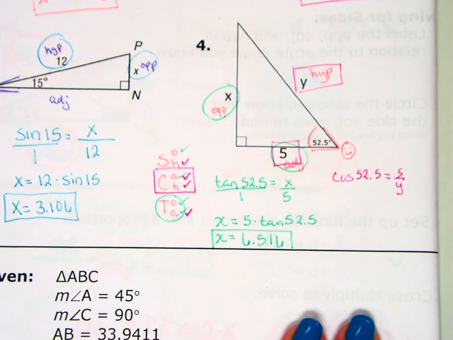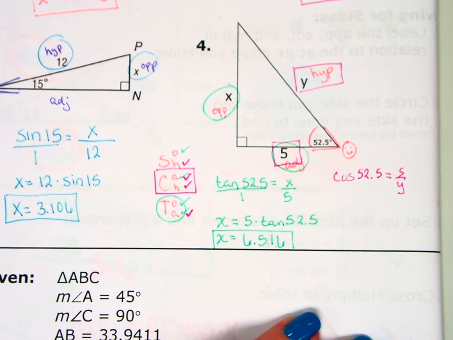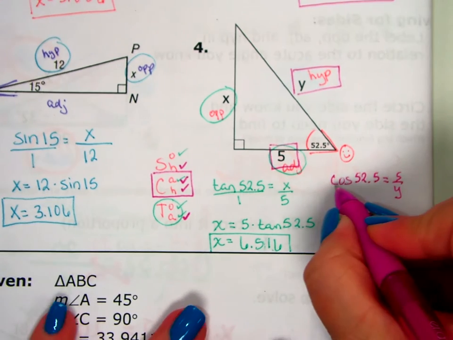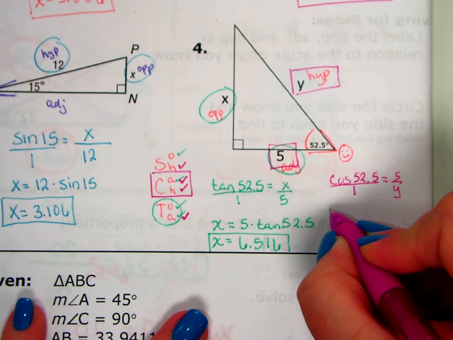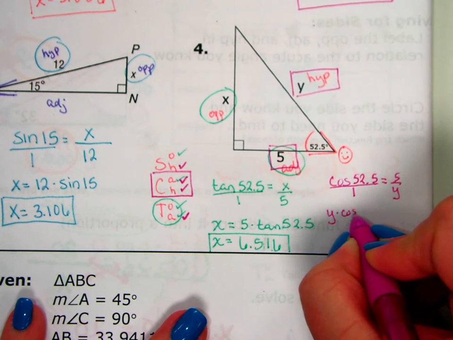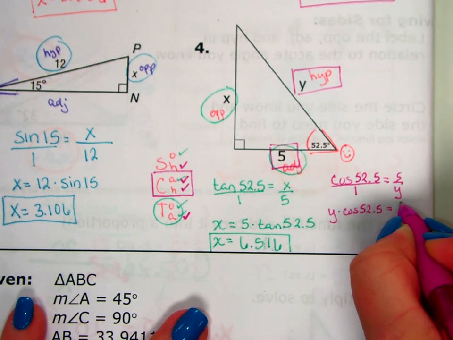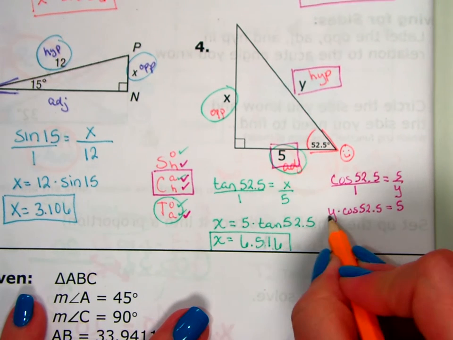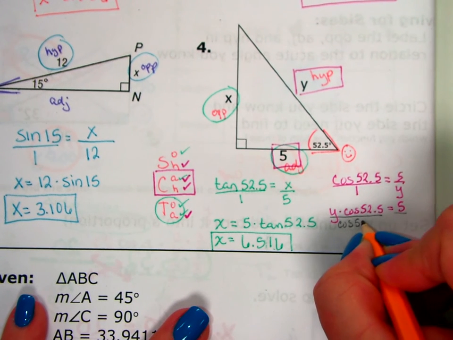Am I going to be multiplying or dividing? Dividing. When I do my fraction, when I divide, what's going to go on top? The cosine or the 5? The 5. If you didn't know that instinctively, then do your actual cross multiplication. You'll see it. I'll have y times the cosine of 52.5 equals 5 times 1. And so that's how the 5 ends up in the top, because the cosine is going to have to divide under the bottom.